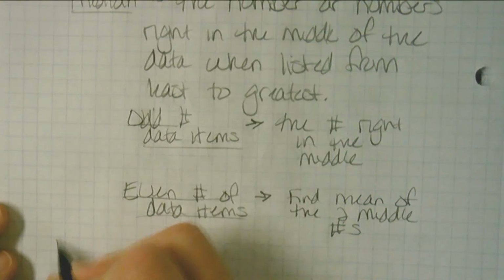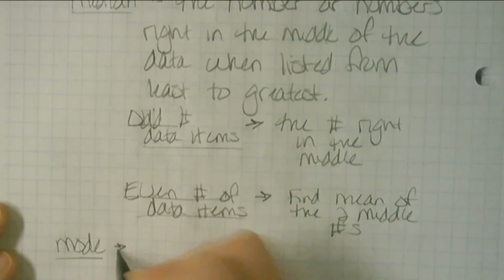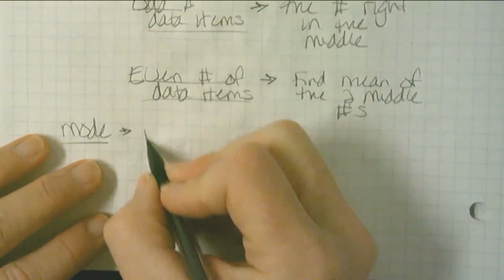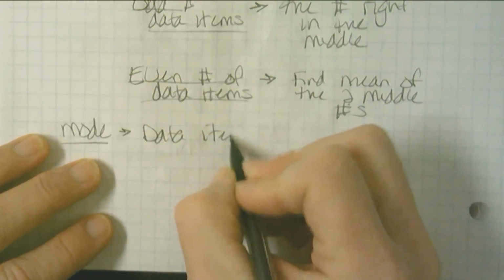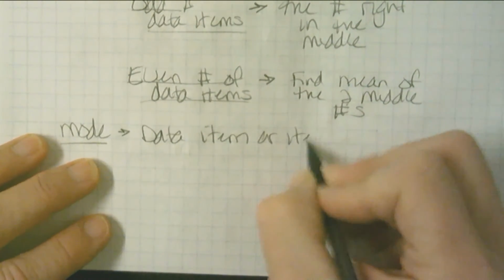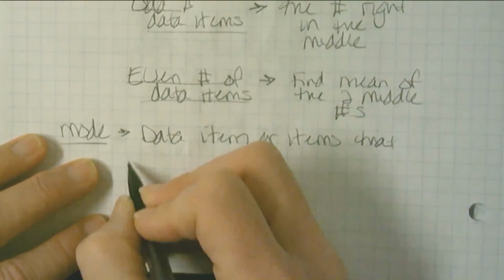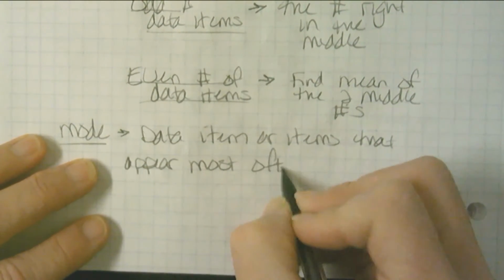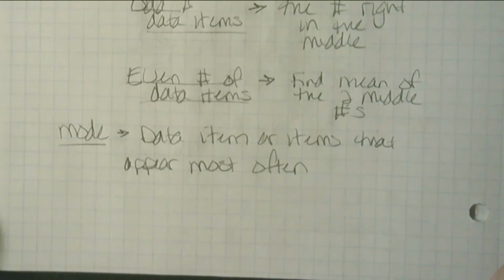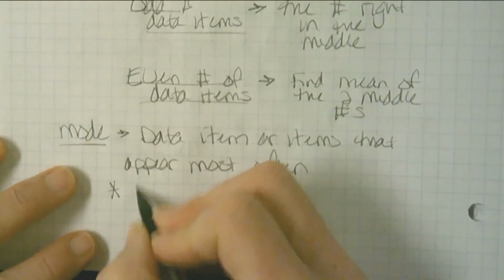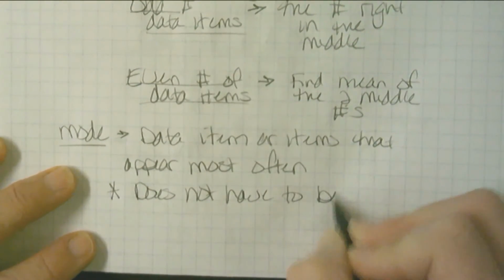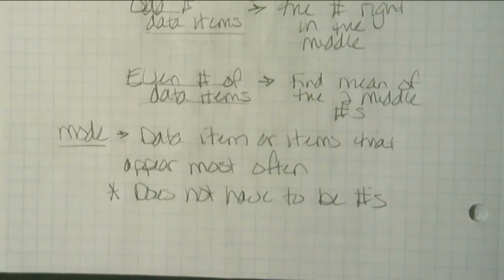All right, mode, that's the data item or data items that appear most often. So data item or items that appear most often. The one thing to understand about mode: it does not have to be numbers, where mean and median do have to be numbers.